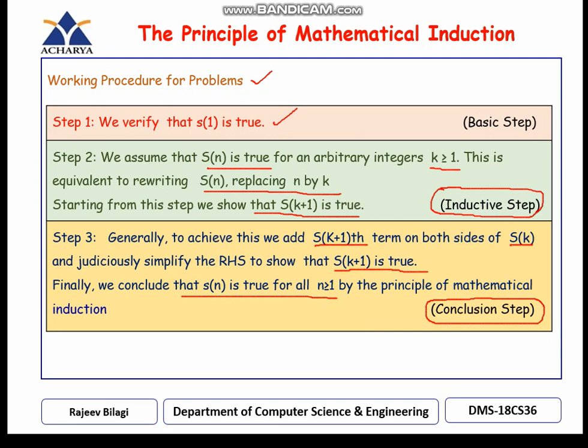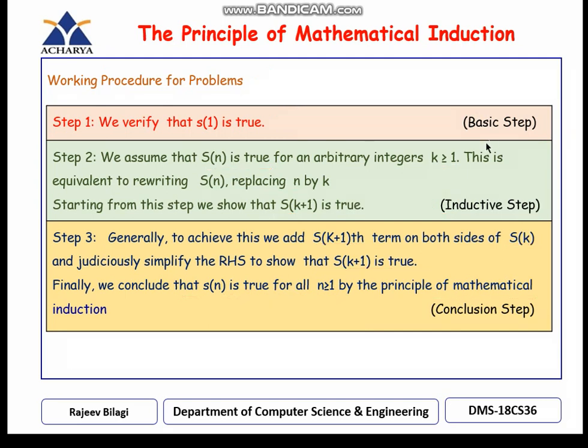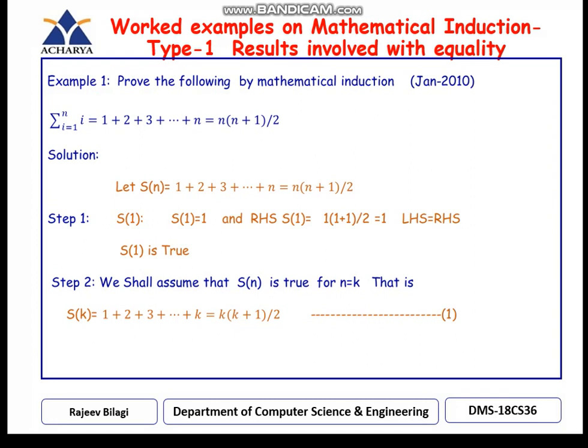We will see there are three different types of problems. Okay, we will see the first one. Prove the following by mathematical induction. First, I have started with a very simple problem. You have to prove that LHS equals RHS for n is equal to k plus 1. So the problem is sigma of i is equal to 1 to n, i equals 1 plus 2 plus 3 plus up to n, which is equal to n into bracket n plus 1 divided by 2.